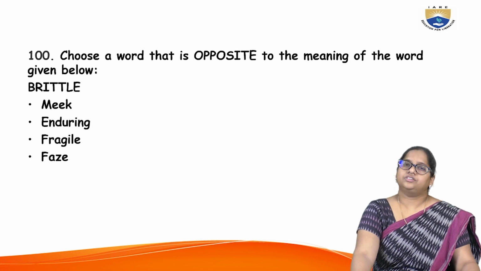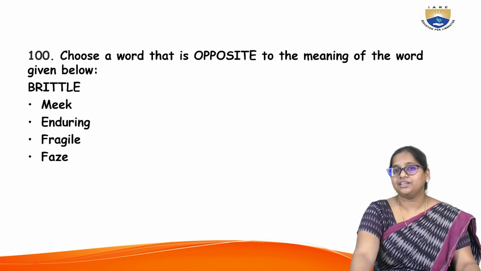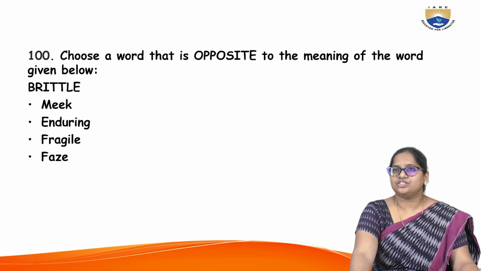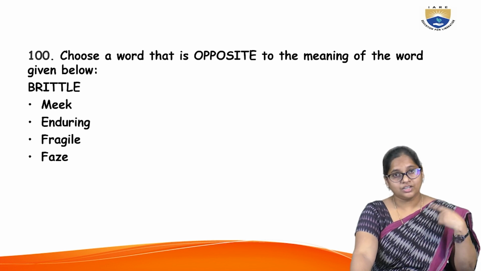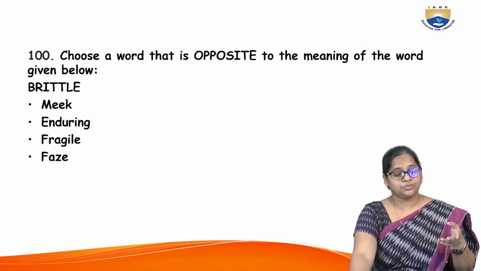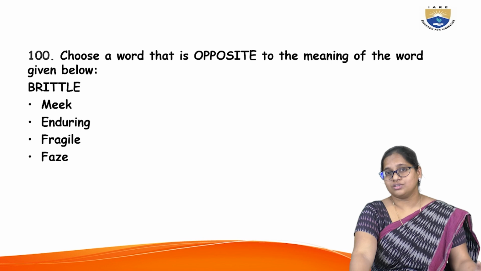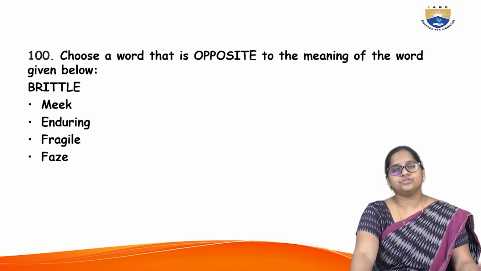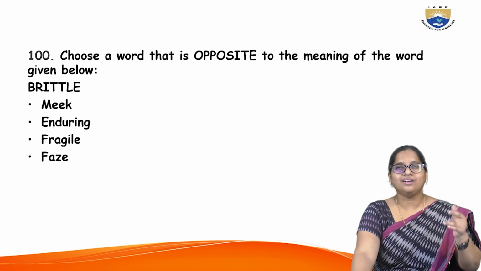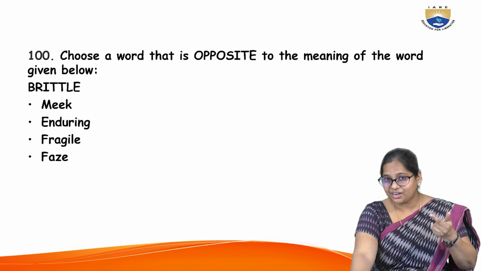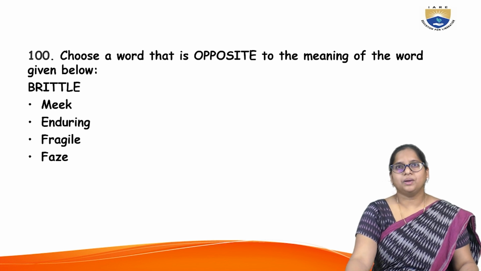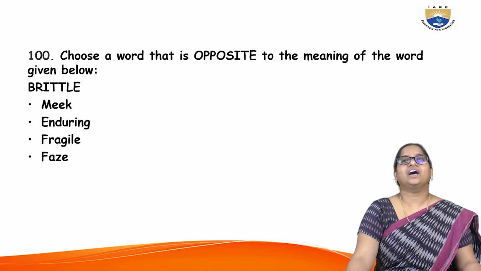Now we did 99 questions so far. Let's see the 100th question. Choose a word that is opposite. The earlier questions were on synonyms, now it is on antonyms. Choose a word that is opposite to the meaning of the word given below. Brittle. Options given: meek, enduring, fragile, phase.